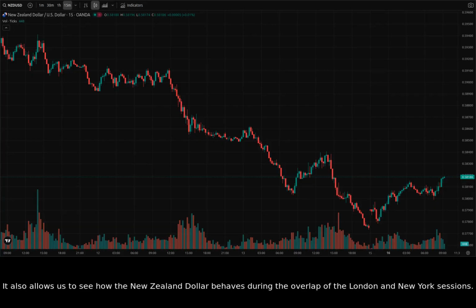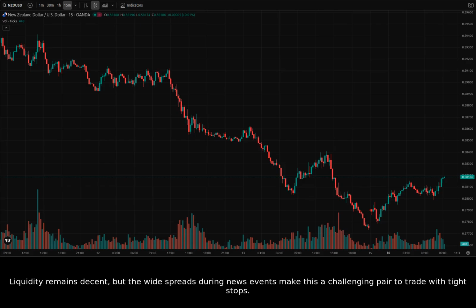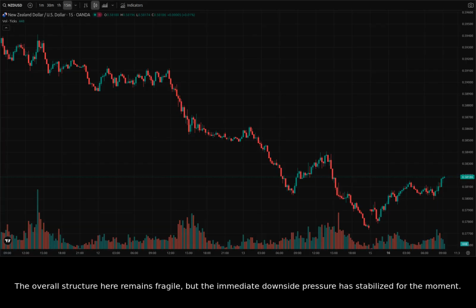It also allows us to see how the New Zealand dollar behaves during the overlap of the London and New York sessions. Liquidity remains decent, but the wide spreads during news events make this a challenging pair to trade with tight stops. The overall structure here remains fragile, but the immediate downside pressure has stabilized for the moment.